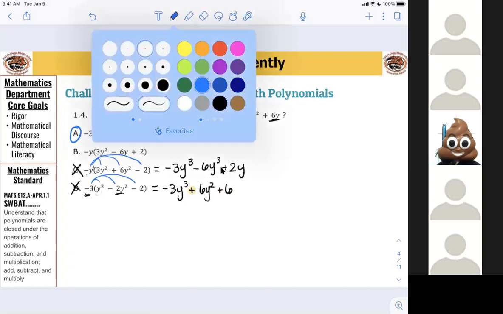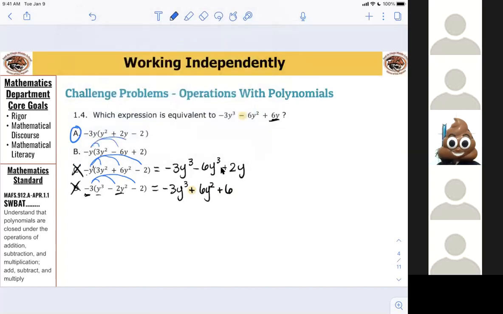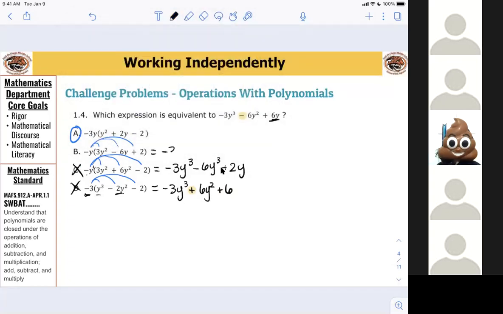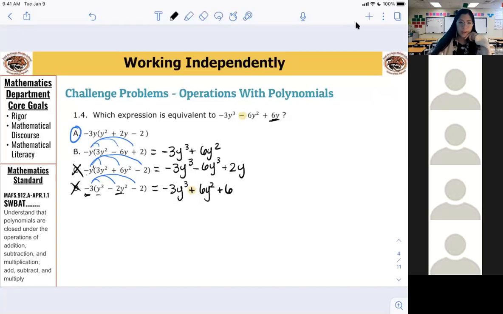And then B, same thing. I get -3y to the power of 3. So far, so good. Then I have a negative times a negative, so I end up with positive 6y squared. So already it's wrong. But if I do the last one, -y times positive 2, I get -2y, which does not match. So answer choice A was the correct response.